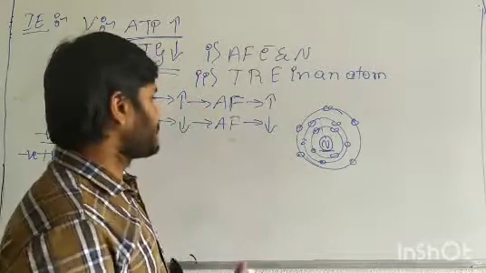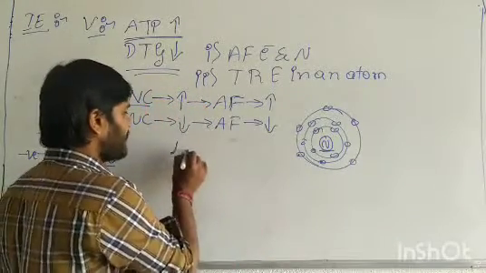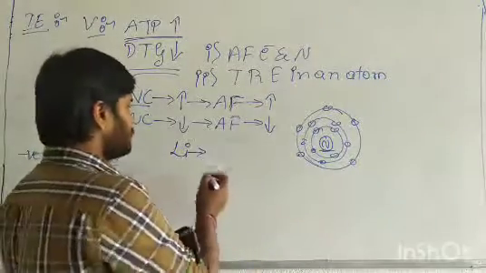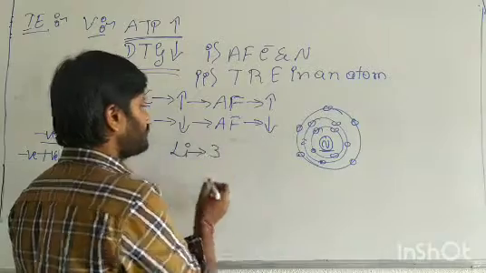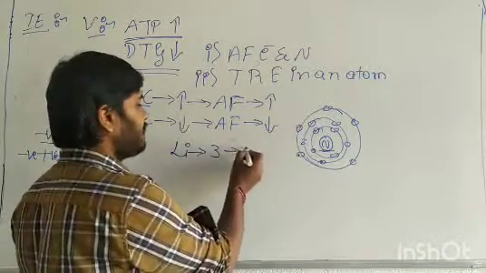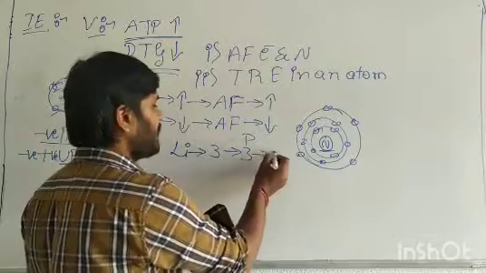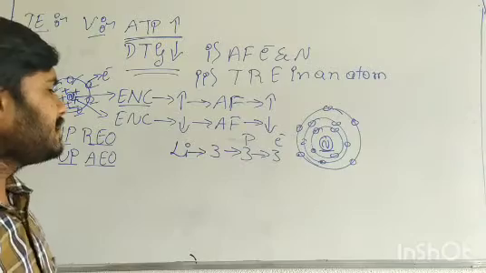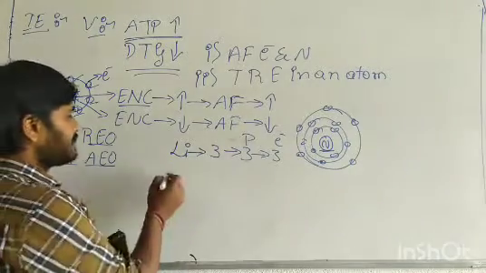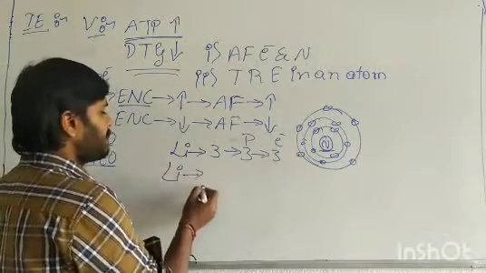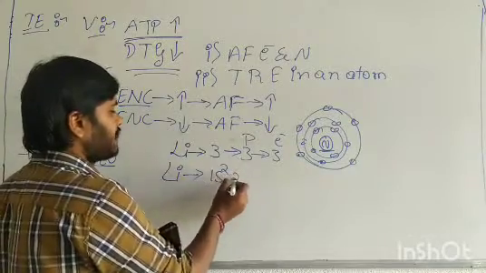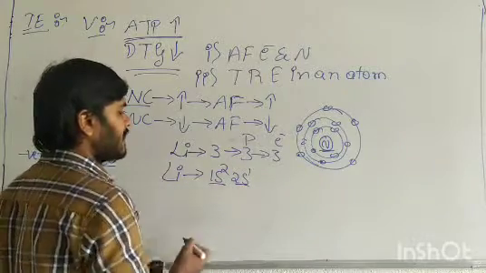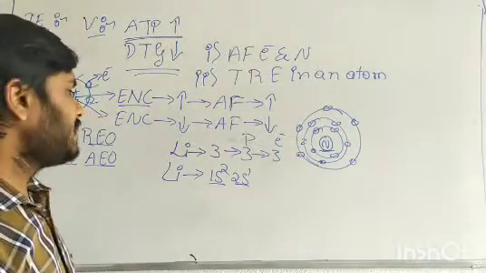For example, I will consider a lithium atom. You know that the lithium atom's atomic number is 3. That means it will have 3 protons and 3 electrons, right? And what is the electronic configuration for lithium? You guys know that it is 1s2 2s1. That means in the 1s orbital we have 2 electrons, whereas in the 2s orbital we have 1 electron.